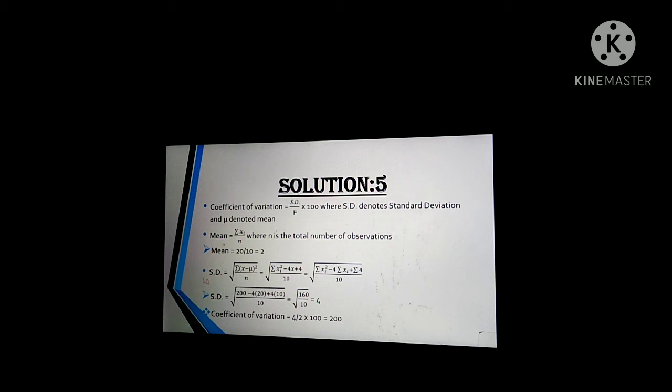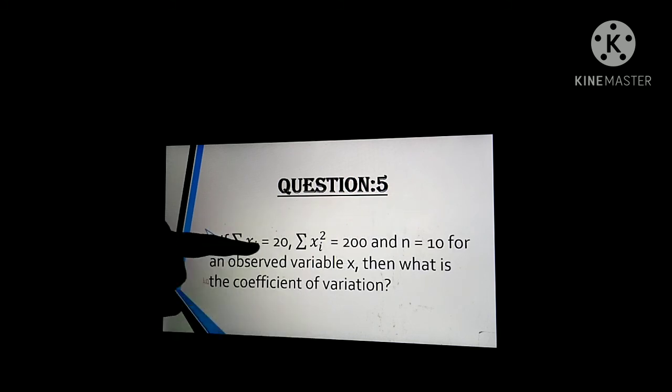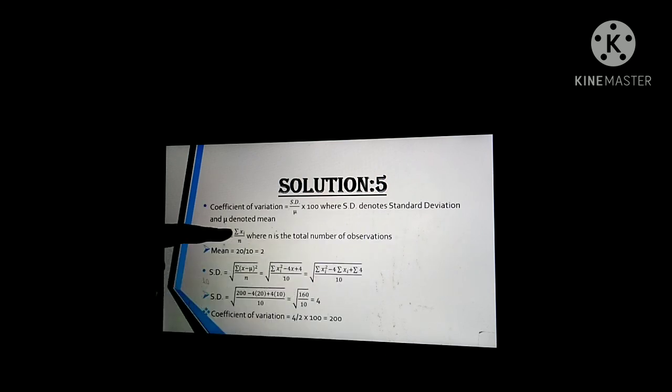So mean, in general, what do you understand by mean or average? That is sum of all the values divided by the total number of values or observations. So here n is equal to 10 and sum of all the values is given to be 20, because here in this question sigma of xi is equal to 20. So 20 by 10, which means mean comes out to be 2. So the value of mu is 2 here.